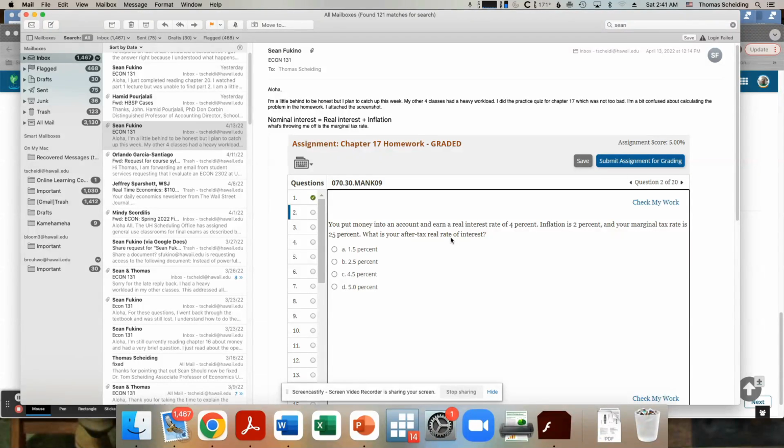If you're being taxed, right? So the idea here, and the thing that might be throwing you off, is that you are the saver in this case. So if you're putting your money into an account and it's earning 4% in real terms, and the marginal tax rate is 25%, then what's going to happen? Why is this?